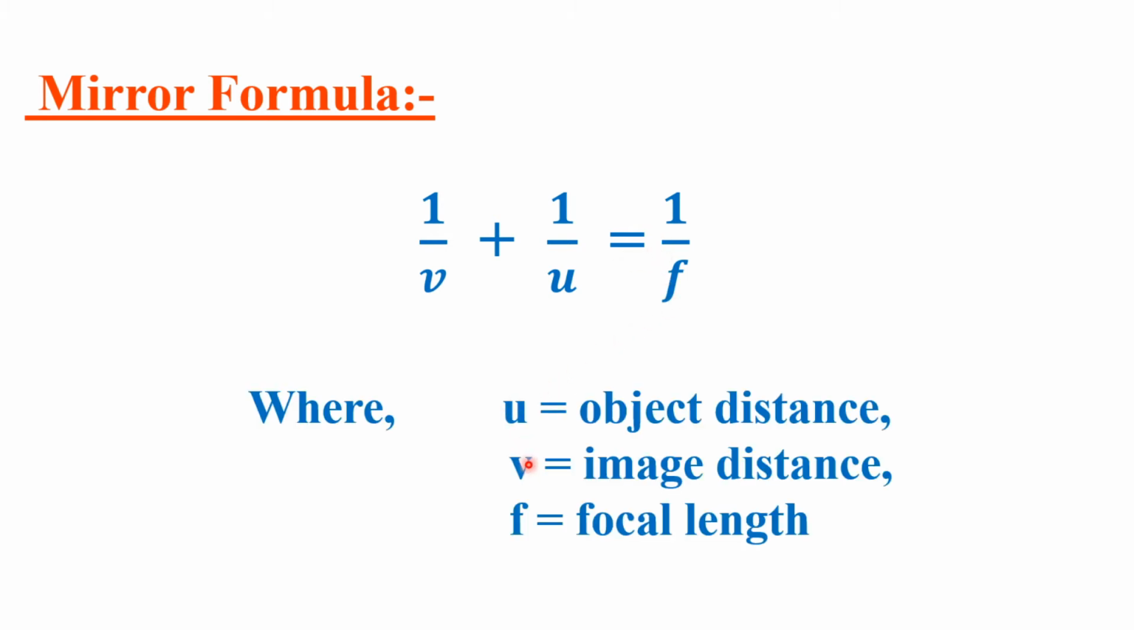Now let us see the mirror formula. It is the relationship between image distance, object distance and focal length. So 1 upon V plus 1 upon U equals 1 upon F, where U is the object distance, V is the image distance, and F is the focal length.